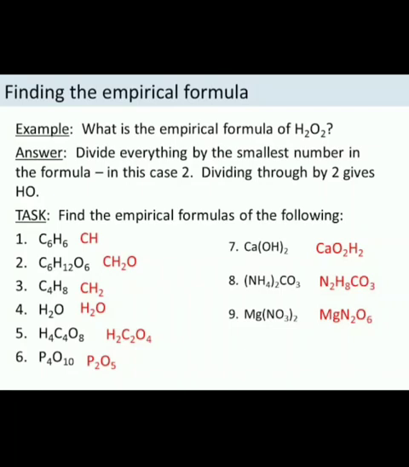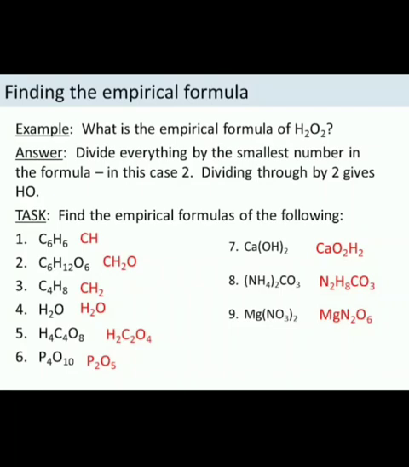See, like this, other examples are here. You have to find for C6H6. Then what do you do? 6 is the smallest number. 6 ones are 6, 6 ones are 6. Then the empirical formula is CH. So the empirical formula of C6H6 equals CH. Then the second one, C6H12O6. That means 6 carbon, 12 hydrogen, 6 oxygen. Here 6 is the smallest number: 6 ones, 6 twos, 6 ones. So what is the empirical formula here? CH2O.